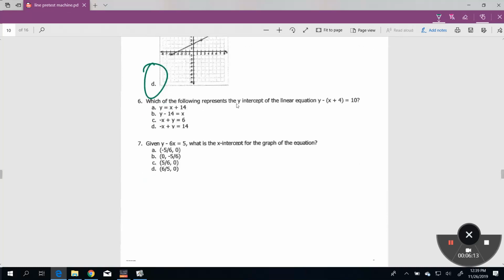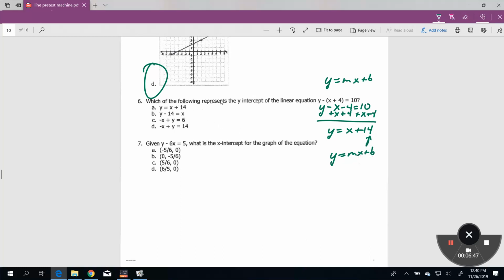Which of the following represents the y-intercept of the linear equation? Well, none of these right now represent the y-intercept. I need to distribute and get the negative out of there. So y minus x minus 4 equals 10. And then I want to put it in the form y equals mx plus b. So I'm going to add the x and the 4 to the other side. So I now have y equals x plus 14. Whoa, there's my y-intercept. Remember y equals mx plus b?